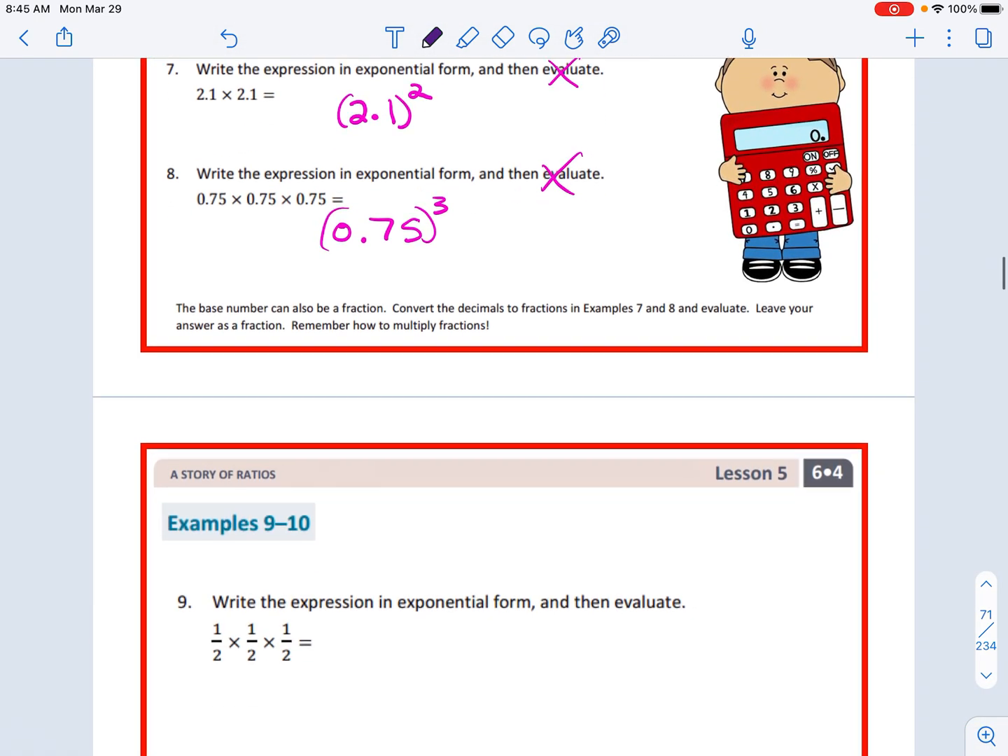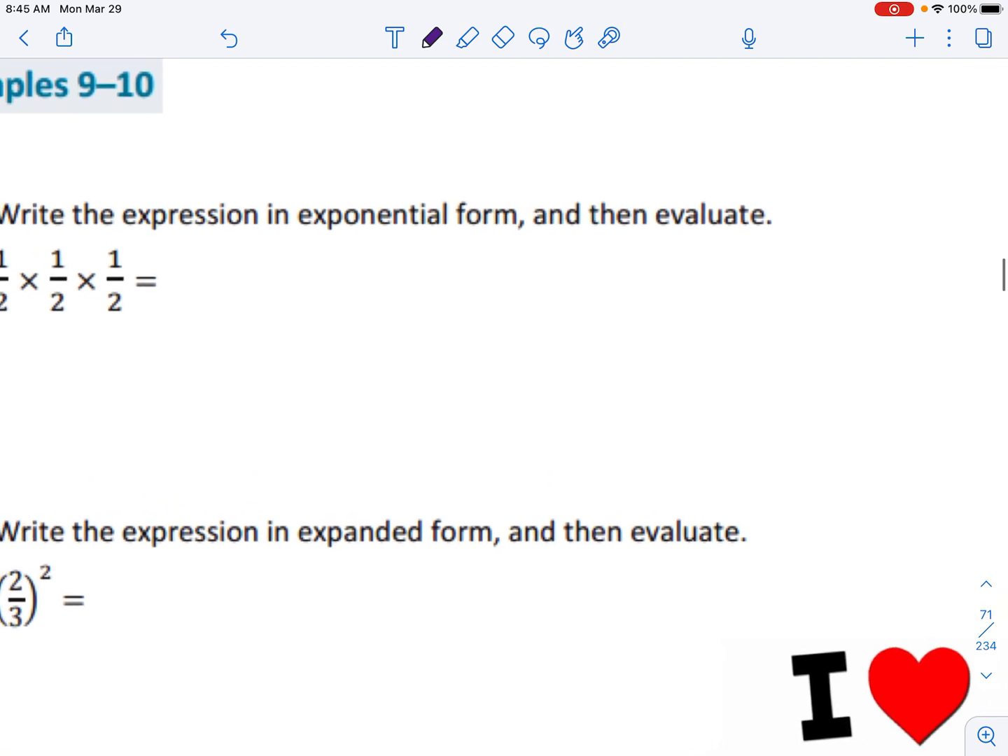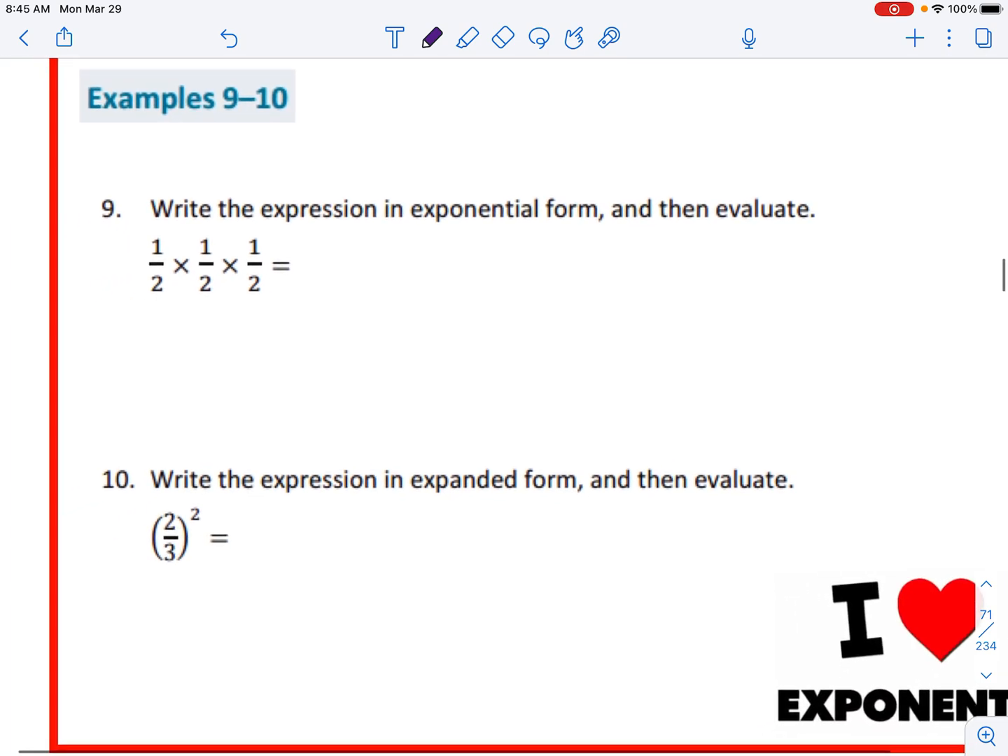All right, I hope you guys are good so far. Let's keep moving. All right, we have number 9. Number 9 has 1/2 times 1/2 times 1/2 equals, okay? This is going to be 1/2 to the third power. Okay, and I'm going to put that in parentheses, just because it's a fraction. And then the next one says write the expression in expanded form and then evaluate.